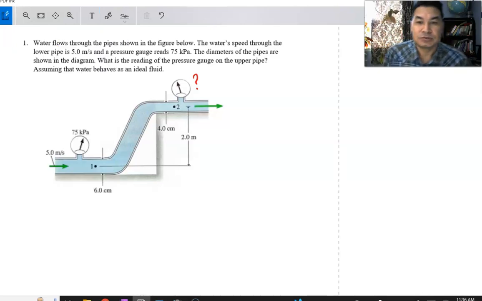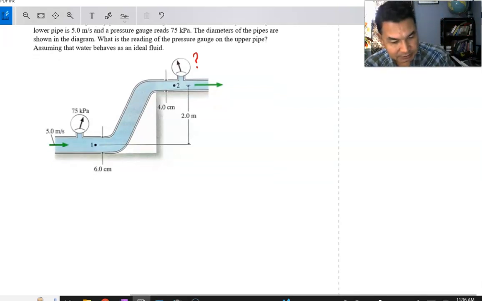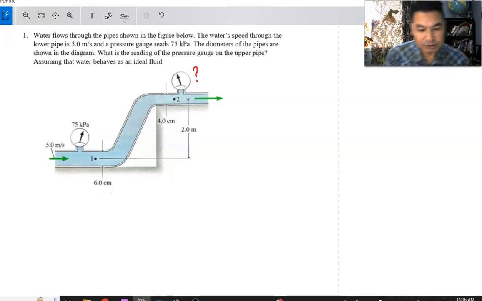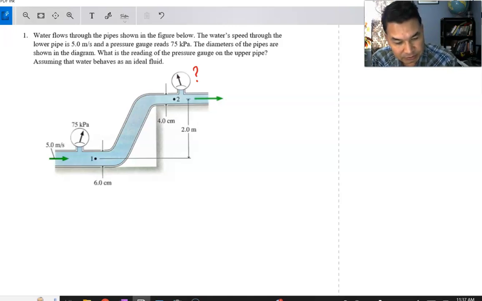So we just need to use Bernoulli's equation that we explained in the previous lecture slide. Let me first write down Bernoulli's equation. We need to consider two regions. Let's say this is region number 1, and the pressure in this region of the fluid is 75 kilopascals, and this is region number 2, and we're going to find out the gauge pressure reading P2.